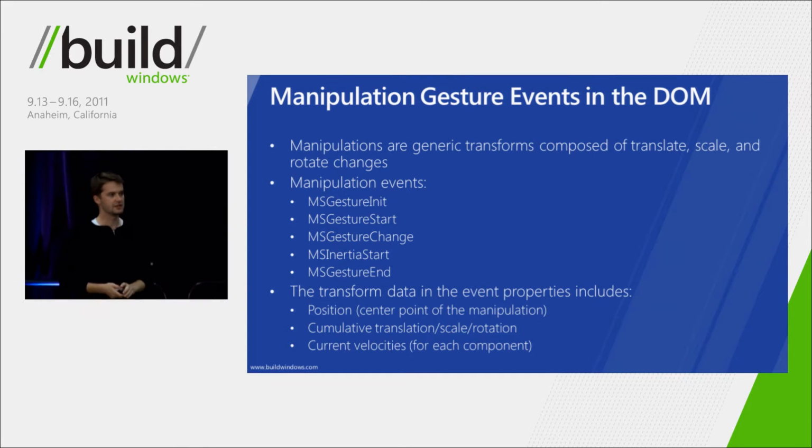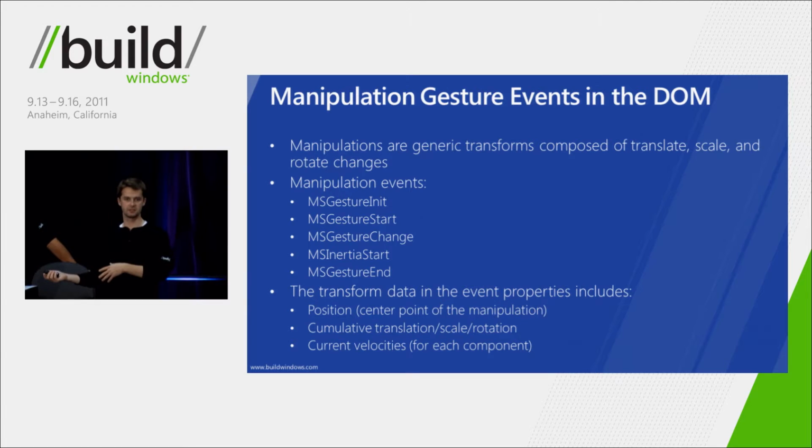So MS gesture init is your chance to decide whether or not you want this to be a gesture. You typically do things like call prevent manipulation if you do want it to be a gesture, and that's what we'll do in our app. But you might hit test the gesture and decide, is it on some content that should be manipulable? Is it not? And decide whether yes or no it should be a gesture.